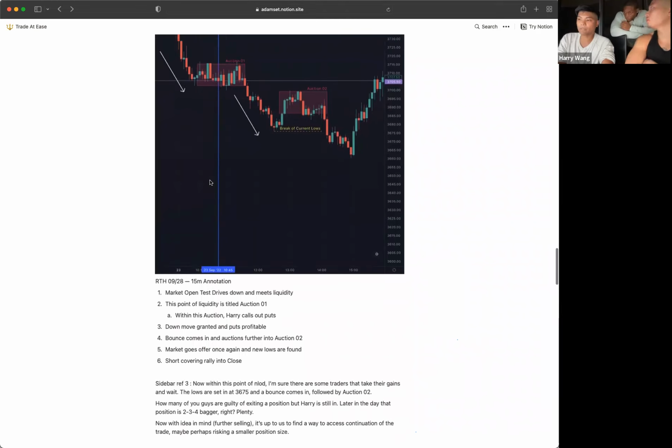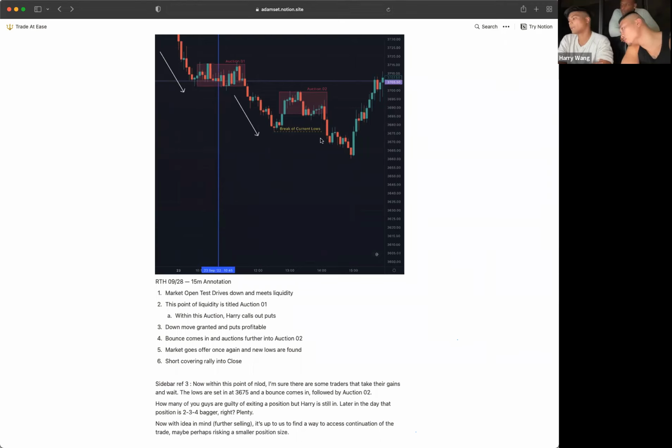So as a sidebar, I want to reference sidebar reference number 3. Actually, I want to go over this one more time. So sidebar 3, reference 3. The down move is granted and puts are profitable. What I'm referring to is this second arrow here. So now within this point of new low of day, I'm sure there are some traders that would have taken their gains and waited. And the lows are now set at 36.75 and a bounce comes in, followed by auction 02.